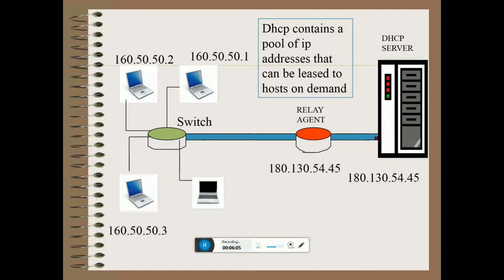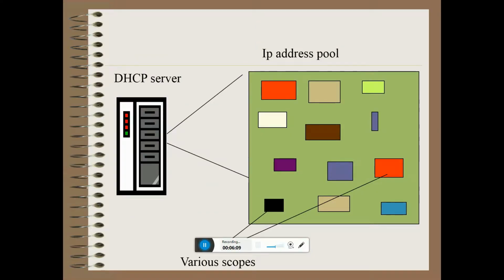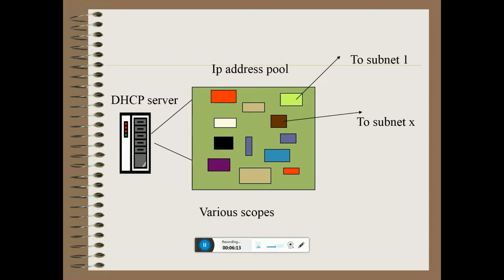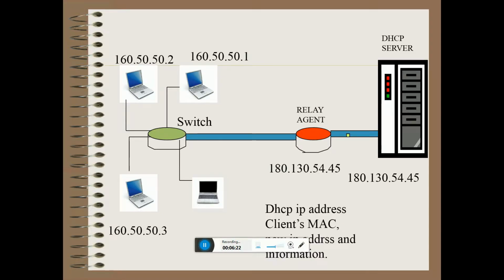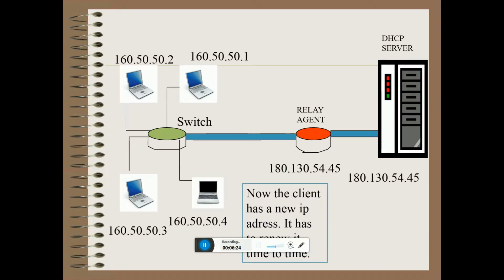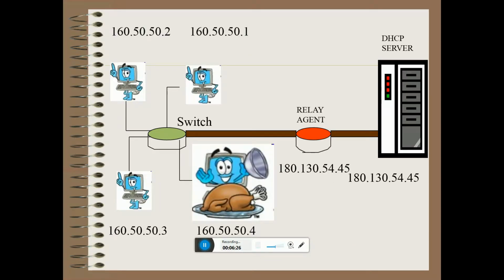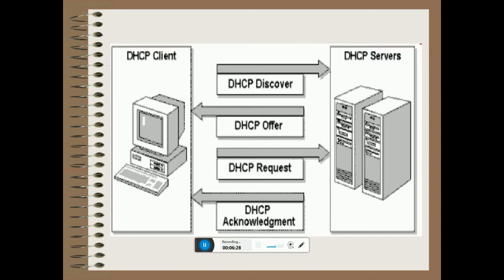The DHCP server contains a pool of IP addresses that can be released to hosts on demand. The DHCP server has various scopes. The server sends the IP address, default gateway and subnet mask to the client, coming through the relay agent. DHCP discover, DHCP offer, DHCP request.